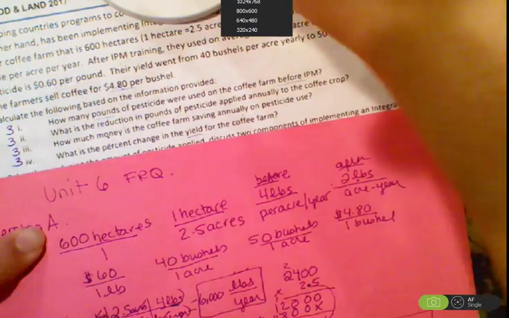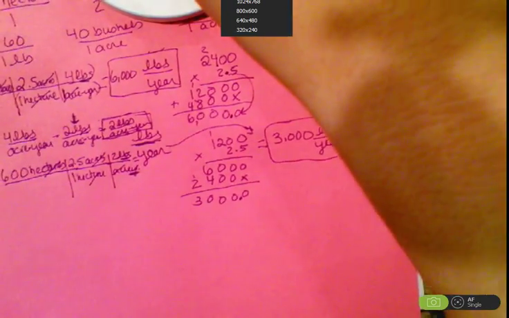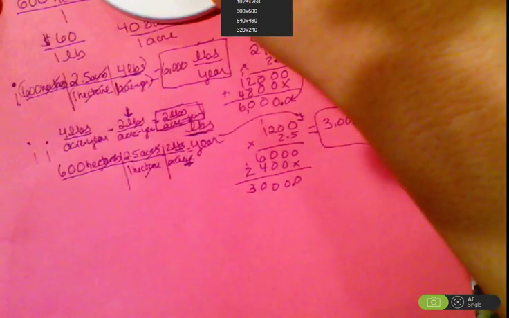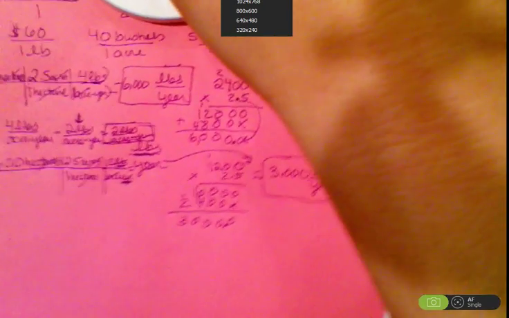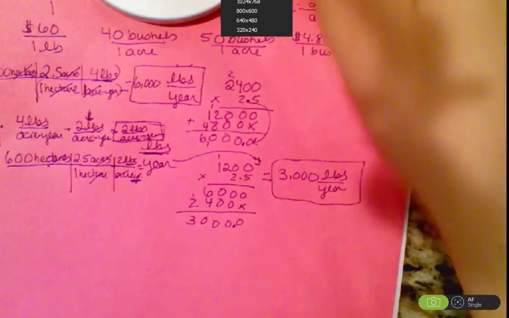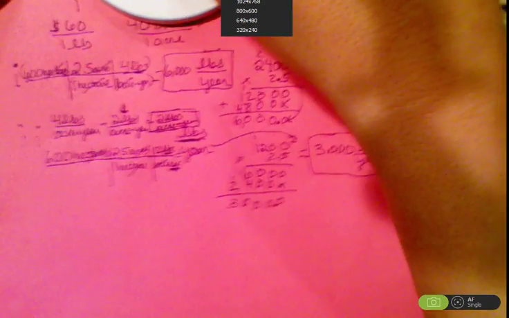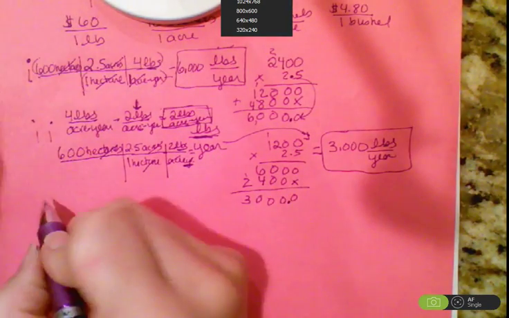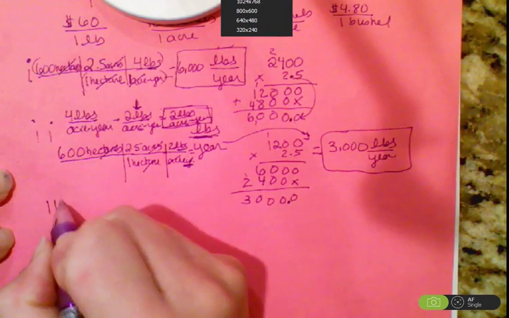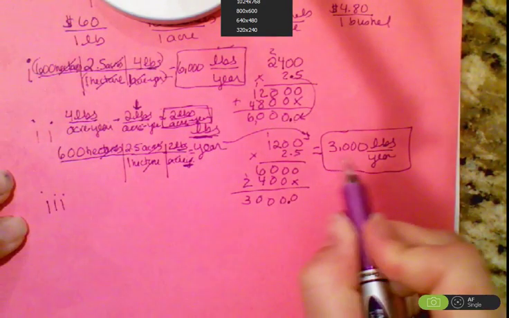Number 3 says, how much money is a coffee farm saving annually on pesticide use? Well, they just said they're saving 3,000 pounds per year from the previous problem. I'm sorry, I'm trying not to be twisty. In question 2, we said we are saving 3,000 pounds. Question 3, well then how much money are we saving?